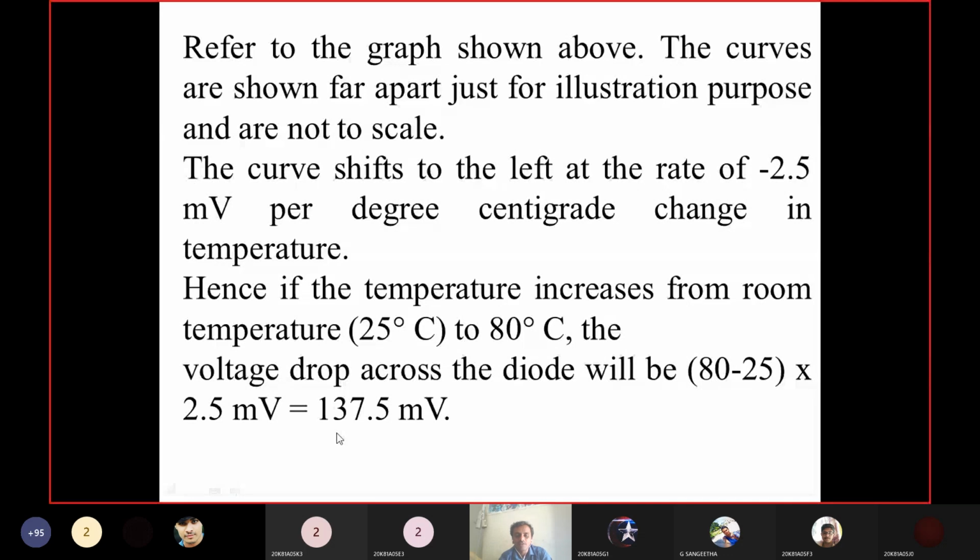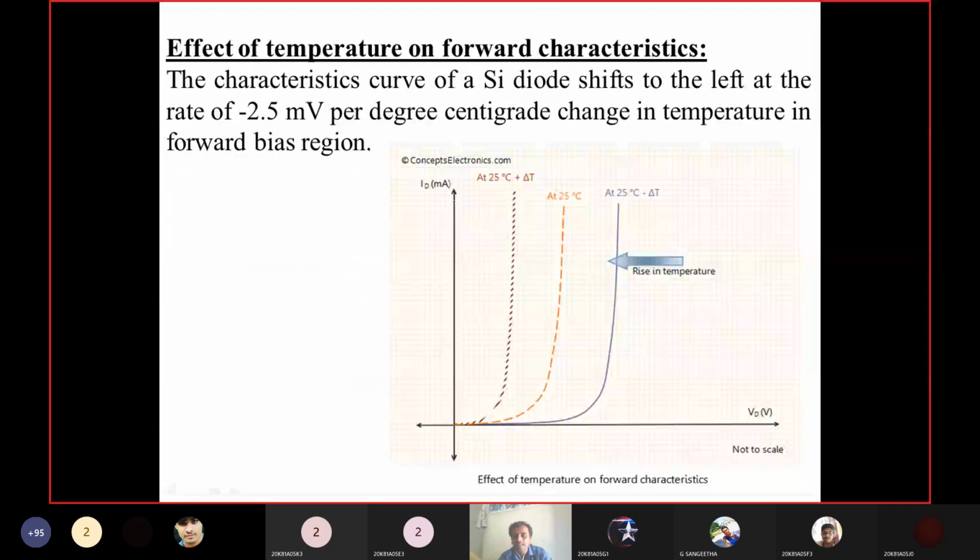So 137.5 millivolts. Okay, so let us take here the threshold voltage will be X. Suppose we are taking at 25 degrees now. So at 25 degrees, the threshold voltage will be X.